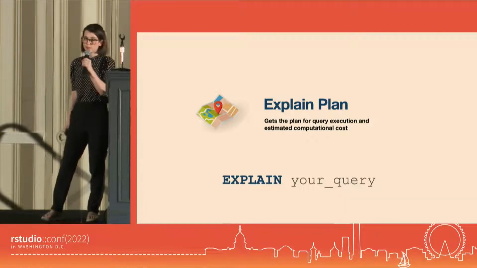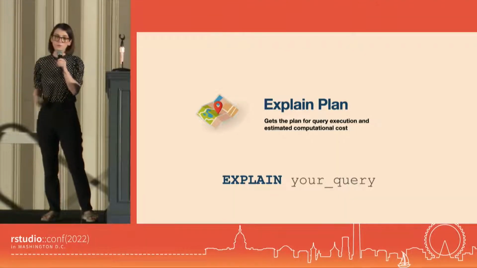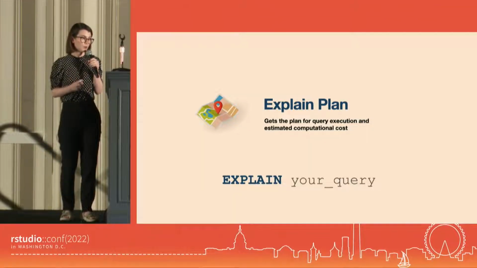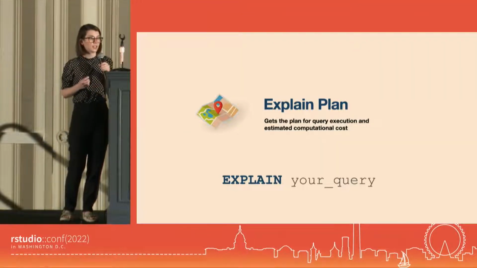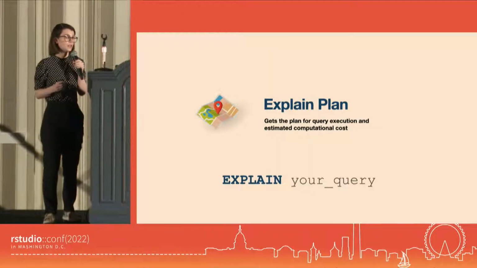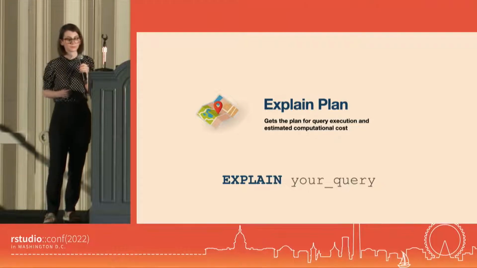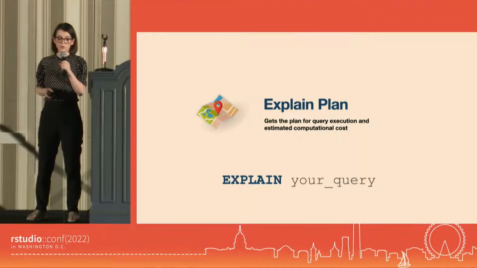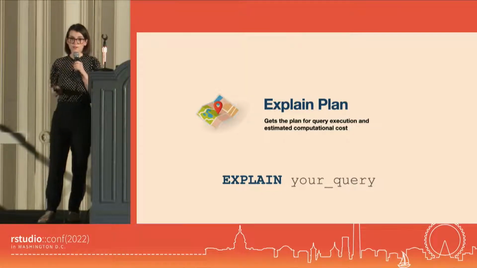An explain plan is like a map. It returns a step-by-step list of actions that your query will take to return your data set. It also returns the estimated computational cost of that query. It's very easy to run. You only have to put the word explain in front of your query and run it.